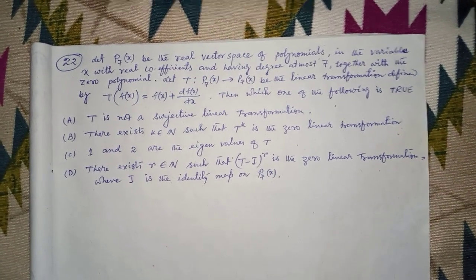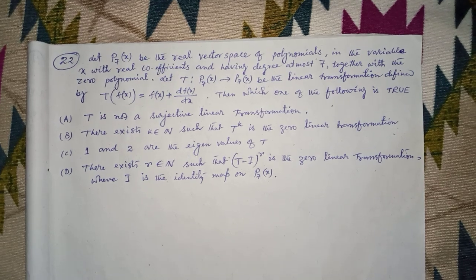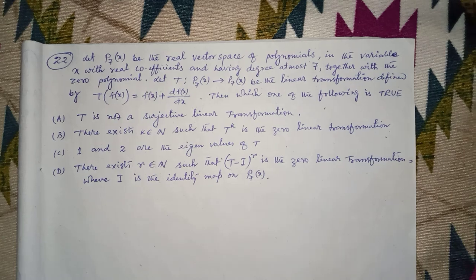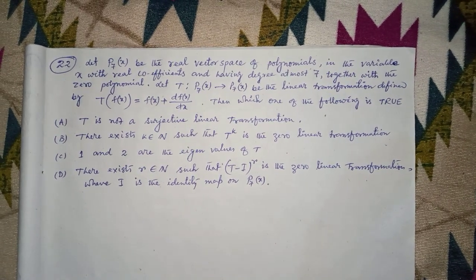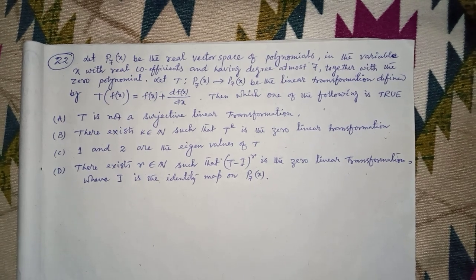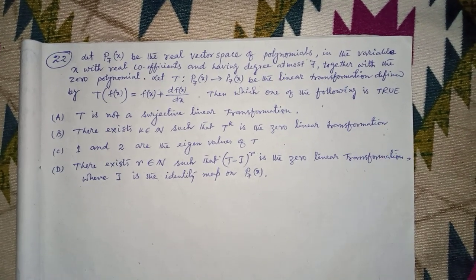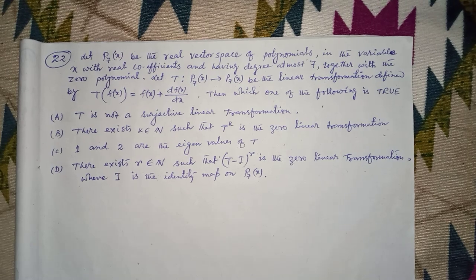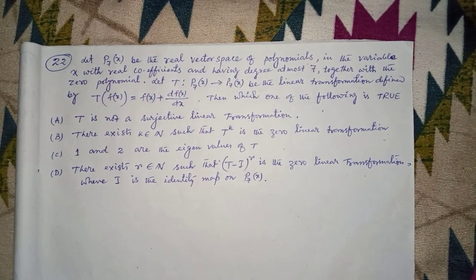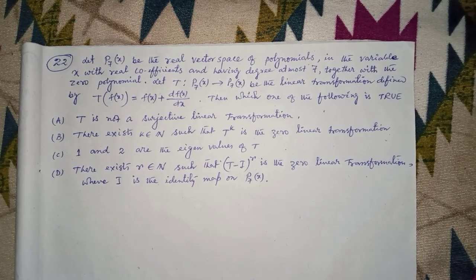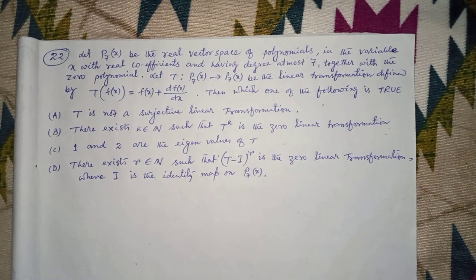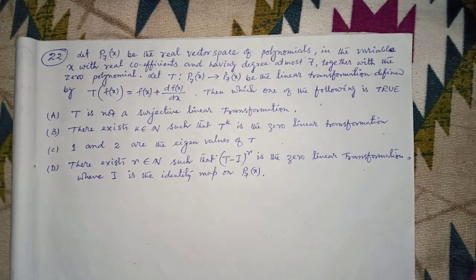Dear students, now we solve question number 22 from the question series of IIT JAM 2024 mathematics question paper, and the question is from linear algebra and the topic is linear transformation. The question is: let P7(x) be the real vector space of polynomials in the variable x with real coefficients and having degree at most 7, together with the zero polynomial.